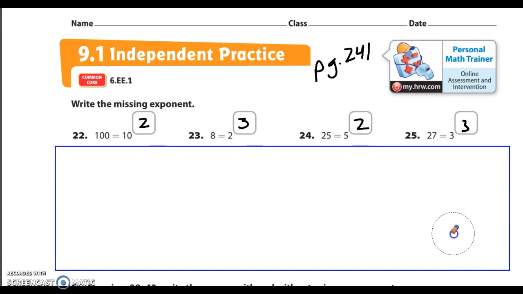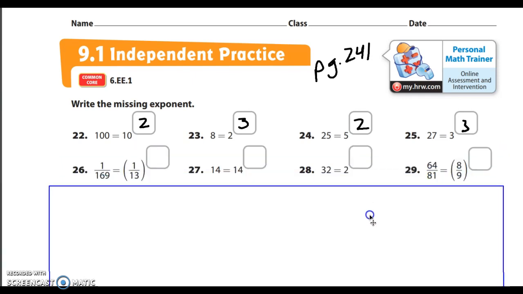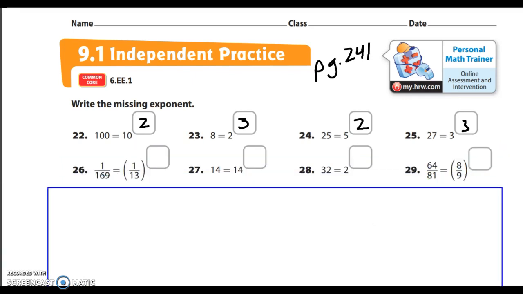Let's do the next 4. Let's skip number 26 for now. We'll come back to it in just a minute. Number 27. What is 14? When is 14 equal to 14? It's when it's to the 1st power. Number 28. 2 to the what equals 32? You can just start going like this and do a bunch of 2's. And stop when you get to 32.